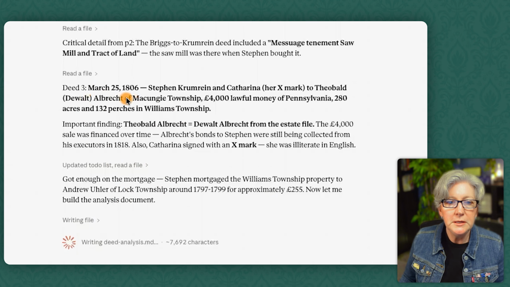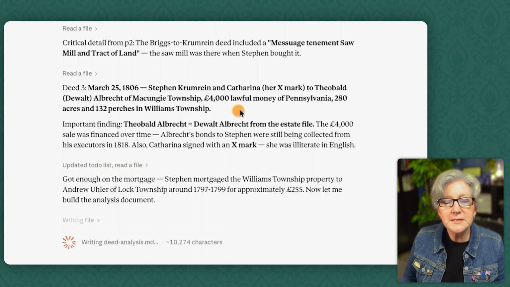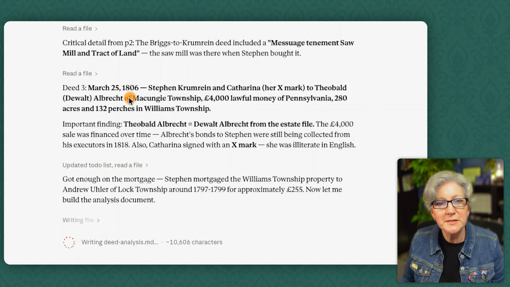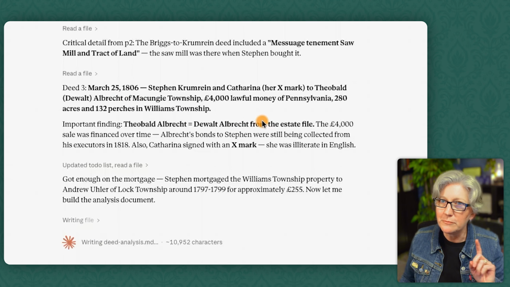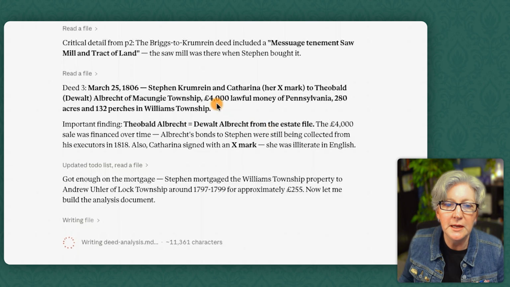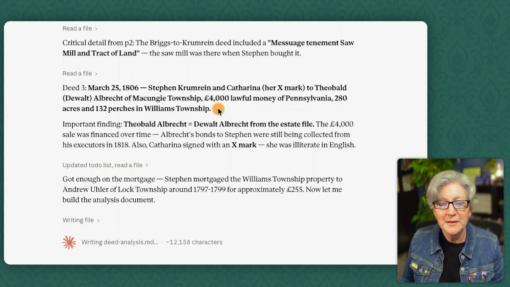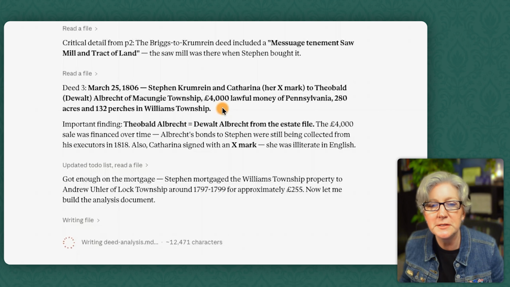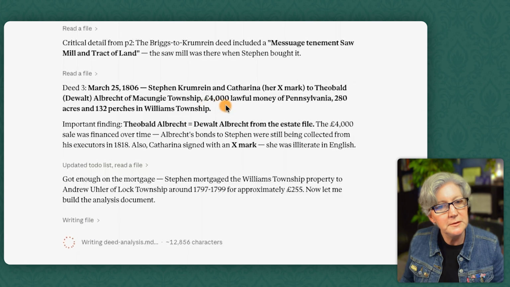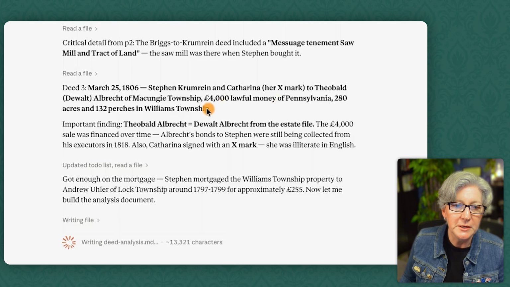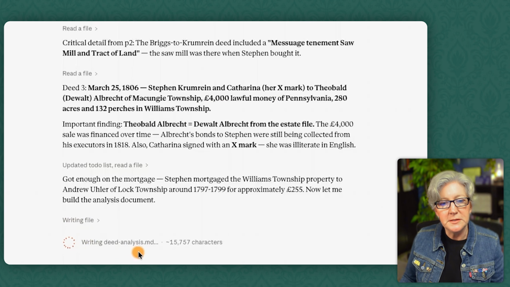We've got the other deed, 1806, Stephen Crumrine and Katerina, his wife, to Theobald DeWalt Albrecht of McCunchie Township, 4,000 pounds lawful money of Pennsylvania. Now this is interesting to me that this says 4,000 pounds because this is 1806. So this is one of those points I want to go back and read that deed and find out more historical context. I know the US wasn't exactly on great financial grounds in the early 1800s, so we could have still been trading in pounds, but I need to check that one out. So it's writing up right now the deed analysis.